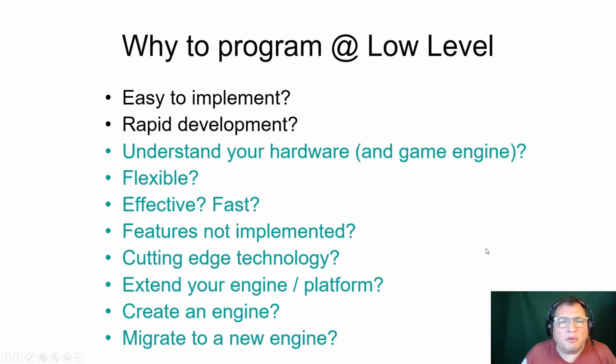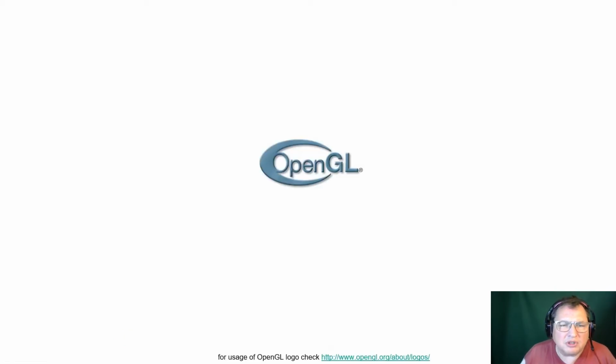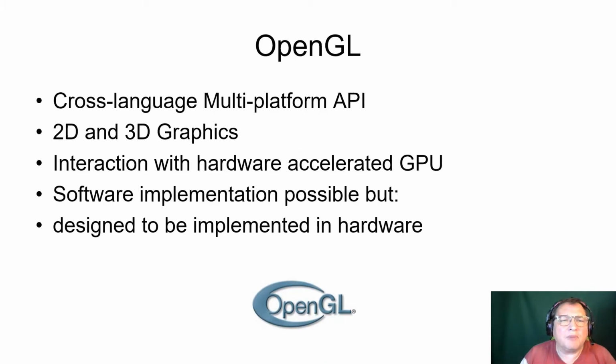Okay, in this module we'll mostly concentrate on OpenGL. So some facts about it. This is a cross-language, multi-platform API for 2D and 3D graphics. It provides an interaction with hardware-accelerated GPUs. GPU stands for Graphical Processing Unit. It is possible to implement in software, but OpenGL has been designed to be implemented in hardware. And actually using software emulators is nearly pointless, mostly because they are terribly slow.